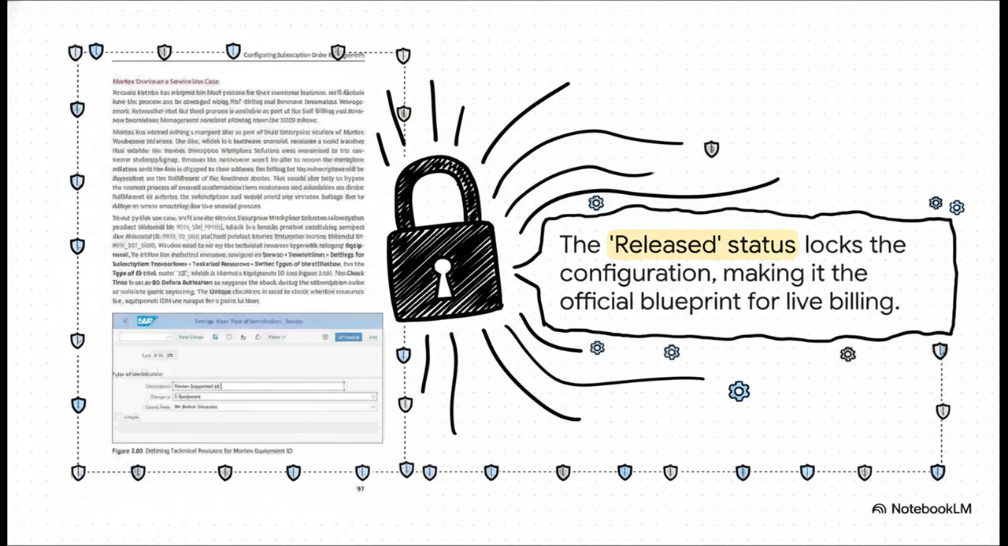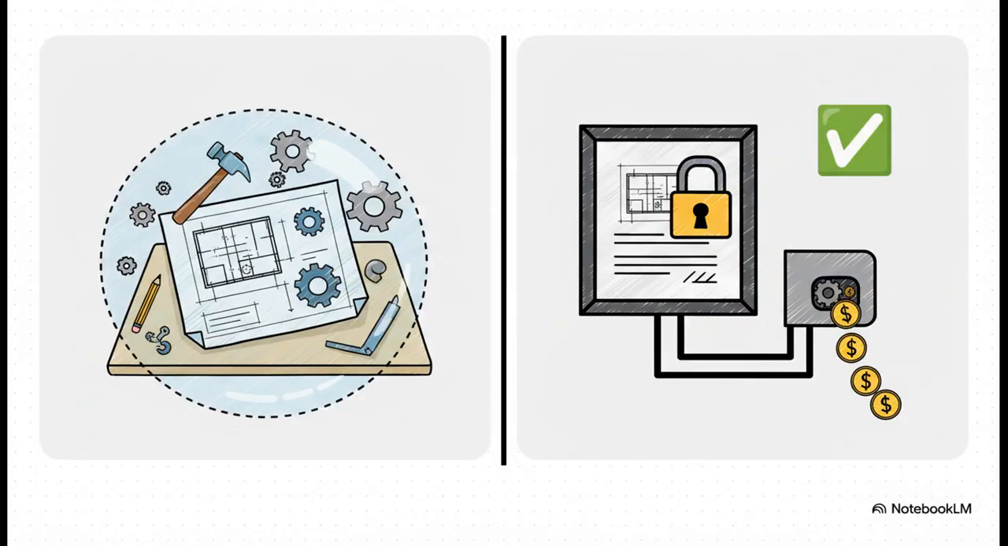There's just no ambiguity. So let's put them side by side, because this is where it really clicks. On one hand, you've got in processing. It's flexible, it's isolated, it's totally safe for development. It's the creative space. On the other hand, you have released, which is rigid, official, and it's the very engine of your company's revenue. It's the operational reality. And this separation, this is the absolute core of the whole safety mechanism.